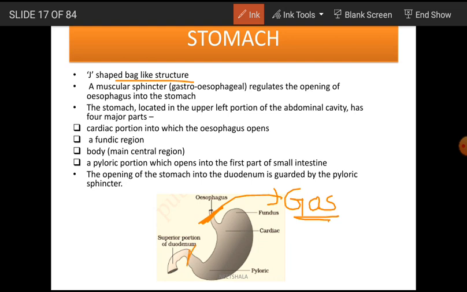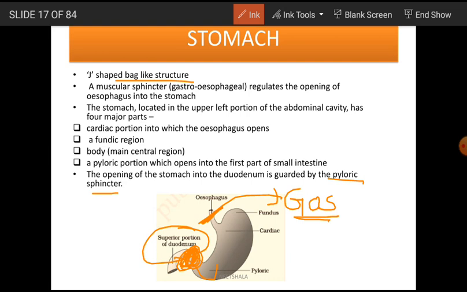Similarly, here you can see the next portion is known as the duodenum, which is the first part of the small intestine. So the pyloric region of the stomach is opening into the duodenum. Here we have a sphincter which is known as the pyloric sphincter. These two sphincters are important. One is the pyloric sphincter, which guides the entry of food from the stomach to the small intestine, and another is the gastroesophageal sphincter, which guides the entry of food from the esophagus into the stomach.